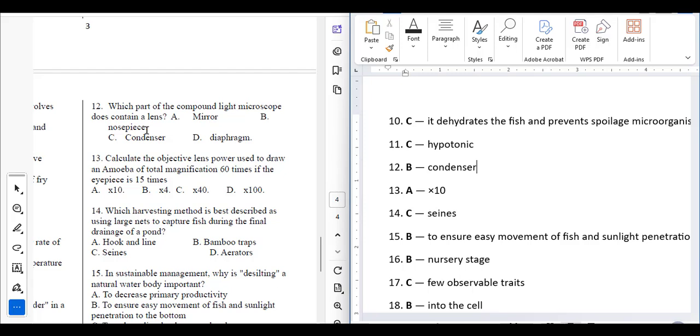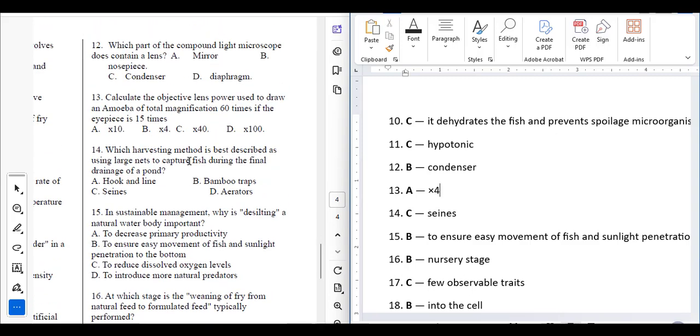This time you have the total magnification and then the eyepiece. So to find the objective lens power, you need to divide 60 by 15, right? And that gives you 4 times, right? So I think it's an error here as well. We have times 10, it should be times 4, not times 10. Times 4, not times 10, right?